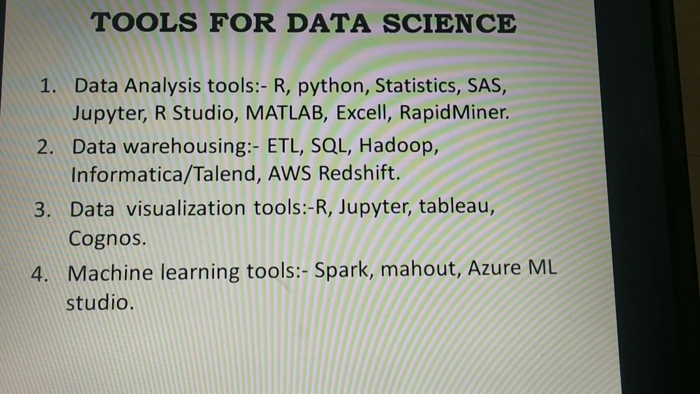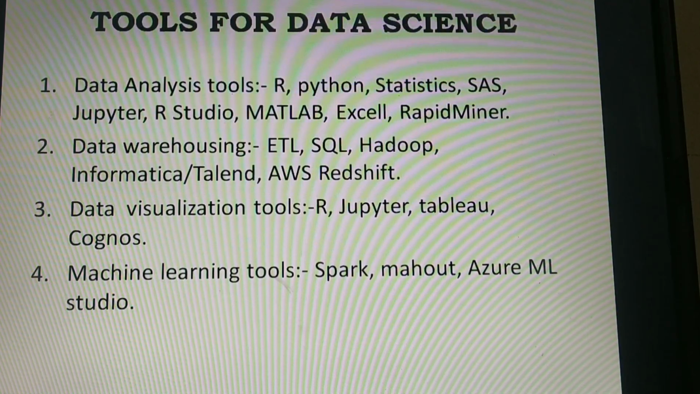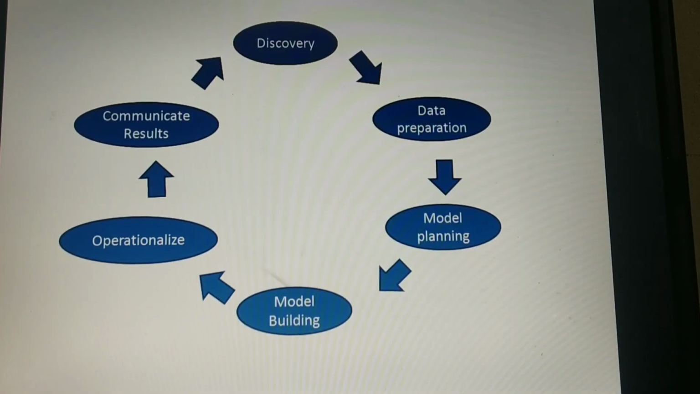The data science process has 6 different stages. I will explain these 6 stages with a flow chart. The 6 stages of the data science process are: first stage discovery, second stage data preparation, third stage data planning, fourth stage model building, fifth stage operationalize, sixth stage communicate results. We will discuss them one by one. The first stage is the discovery stage.